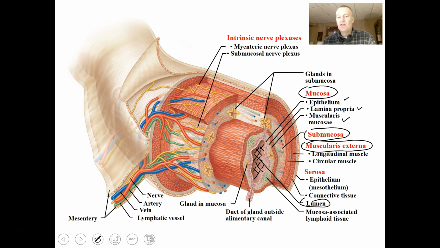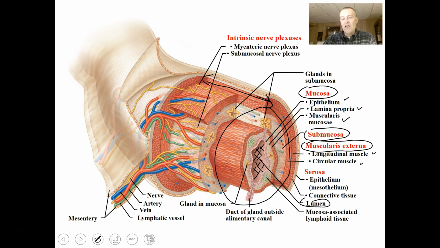So the muscularis externa does have muscle tissue that runs in different ways. So there is a layer of circular muscles, and then there's a layer of longitudinal muscles. So the circular muscles go in this way. They encircle, and when they contract, they basically close the lumen or narrow the lumen. The longitudinal muscles run this way, so they run the long axis of the organ, and when they squeeze, it basically flattens out the whole organ.